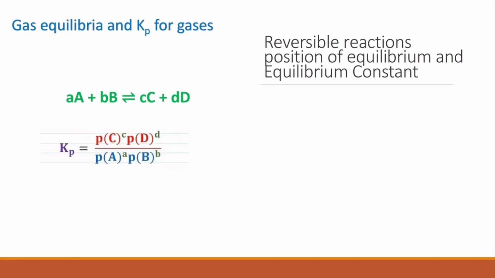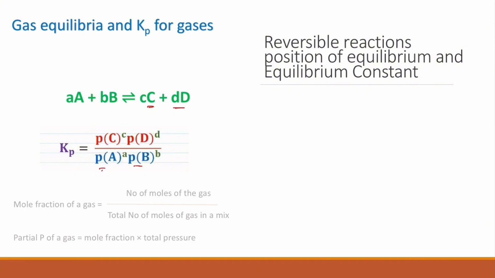gaseous reaction. Kp can be calculated using this equation, which is the product of the partial pressures of the products, each raised to the power of their number of moles, divided by the product of the partial pressures of the reactants, each raised to the power of its number of moles. So it's exactly the same as Kc, but instead of using concentrations, we are using partial pressure.